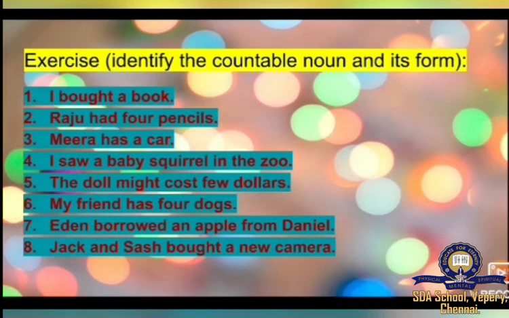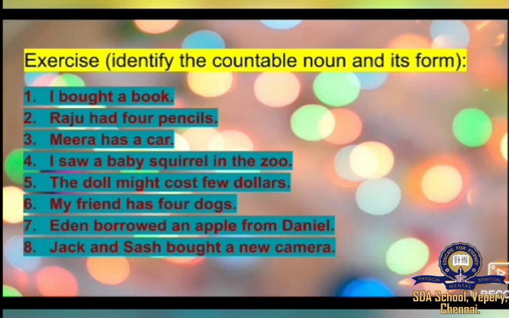Yes, the countable noun is baby squirrel and it is in singular form. Fifth, the doll might cost few dollars. So here it is in plural form, so you use the word few. Sixth, my friend has 4 dogs. Yes, the countable noun is dogs and here it stands alone with the use of a cardinal number.